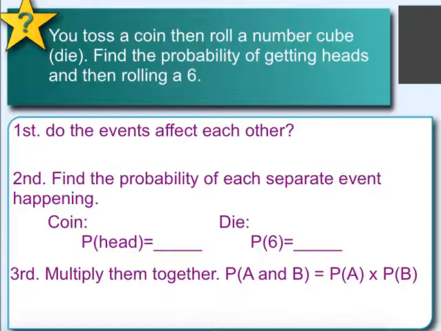And we just need to find the probability of each part so that we can multiply them together at the end. So we'd say the probability of getting heads is 1/2. The probability of getting a 6 is 1/6. So we would multiply those two together and get 1/12. So that's just our simple independent probability.